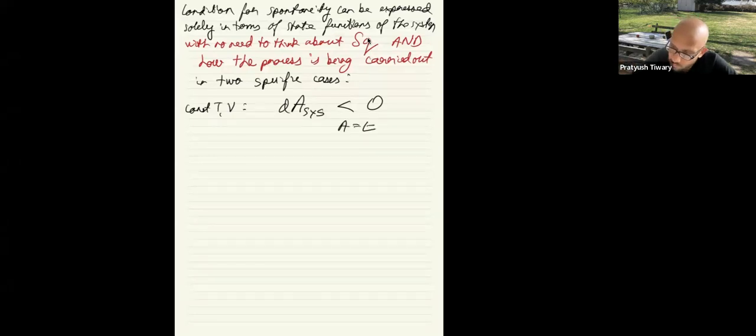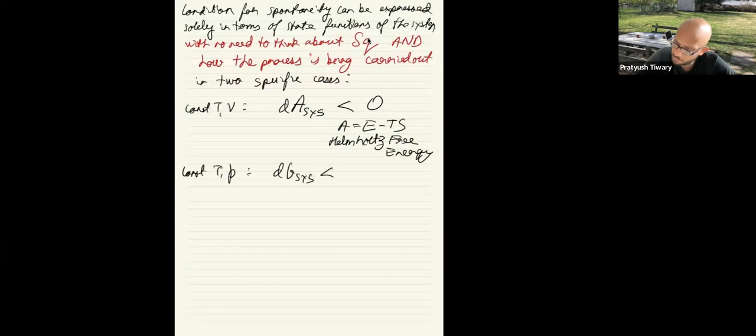I will come back to you in just a moment. A is defined as E minus TS, and this is known as Helmholtz free energy. And at constant temperature and pressure, the dG of the system is negative, where G is equal to H minus TS, and G is known as Gibbs free energy.